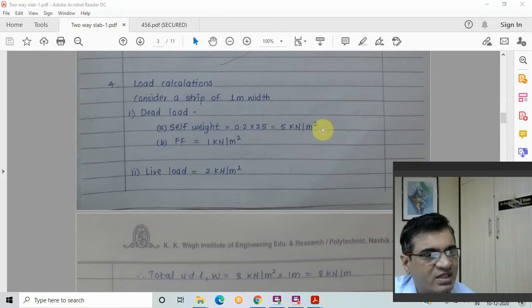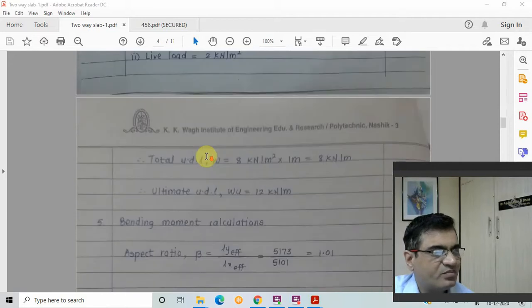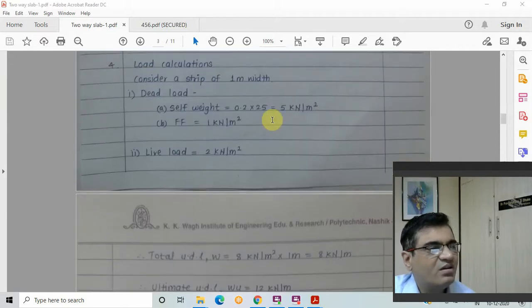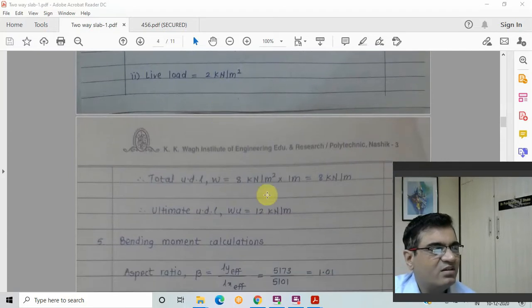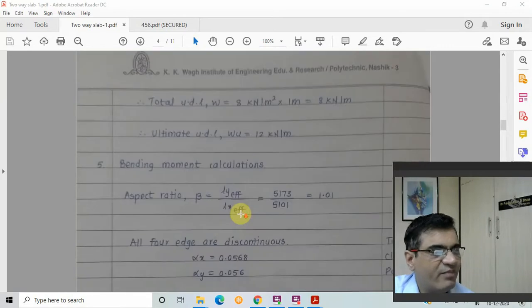Later on we'll consider this 1 meter strip, and we'll convert this area load into a line load, or UDL. Floor finish, if it is not given, we can assume it as 1 kN per meter square. And live load, since it is a residential structure, as per IS 875 part 2 is considered as 2 kN per meter square. So we'll calculate total load as 5 plus 1 plus 2, that is total 8 kN per meter square. Since a strip of 1 meter width is considered, we got here 8 kN per meter, and ultimate load multiplied by 1.5, so we got here 12 kN per meter.